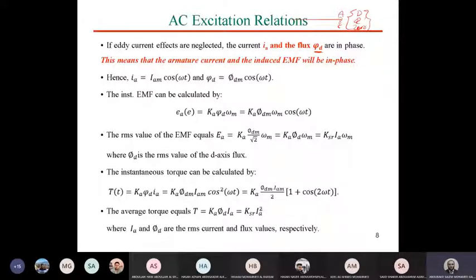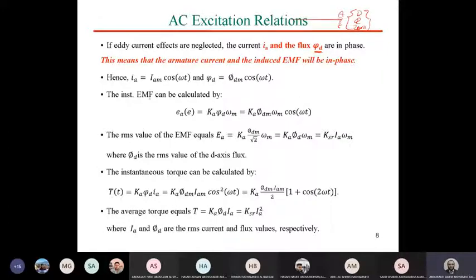So you will find for this type of motors, phi D is in the same direction as IA. This means that the armature current and the induced EMF will be in phase. So if we make a relation for IA, we can say IA equals IA maximum cosine omega t. Cosine or sine are similar, okay? And phi D will be in phase, so it's also phi D maximum cosine omega t.